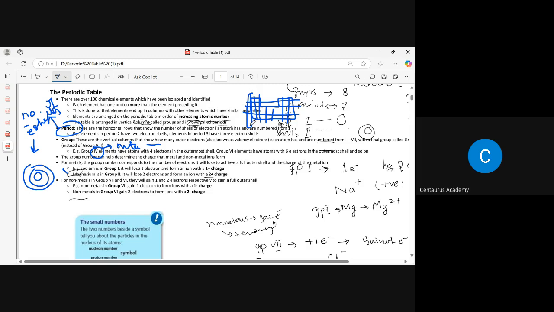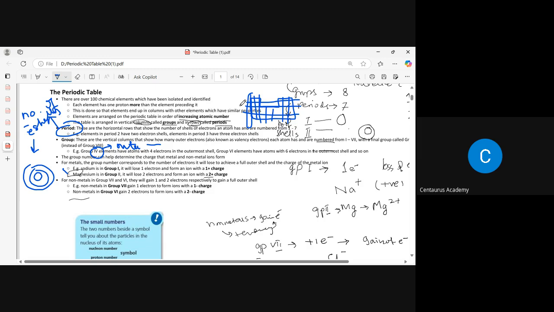All of these elements present in the same group have the same number of outer valence shell electrons. By valence shell I mean the outermost electron shell, and the electrons present in the outermost shell are referred to as valence electrons. This number of electrons is going to tell you the group it is present in. They can either lose or gain electrons, and this tells you what charge they are going to get whenever they get ionized.